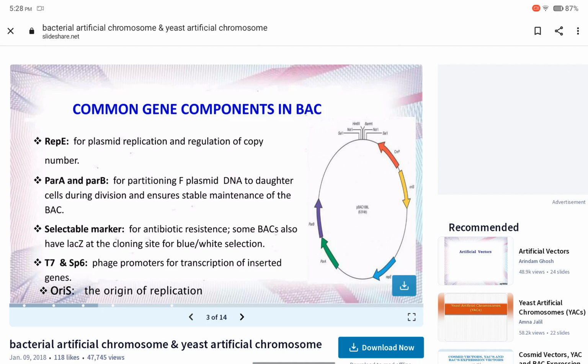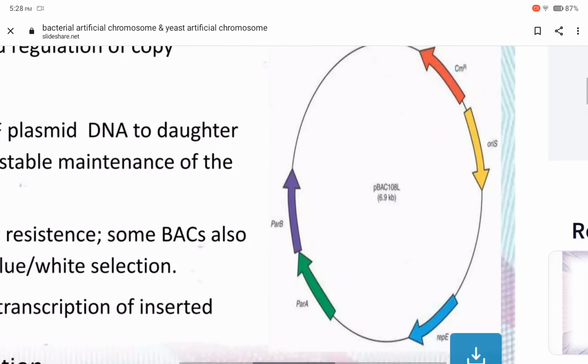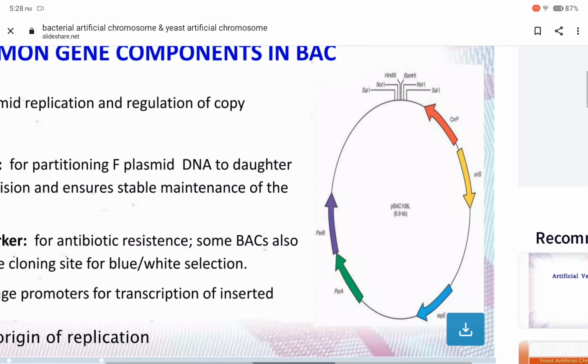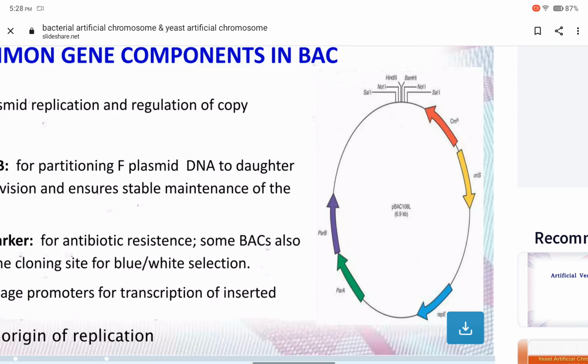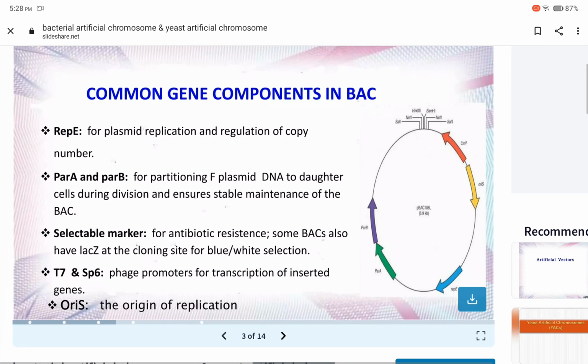Now, how is its structure? This is your BAC 108L. It has certain sizes inside it. So, common gene components in a bacterial artificial chromosome. Replication E, RepE, is for plasmid replication and regulation of copy number. RepE is a site which regulates the copy number, how many plasmid copies will form inside a bacterial cell for plasmid replication.